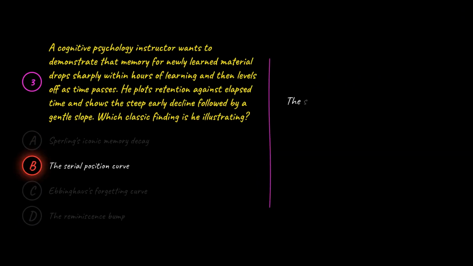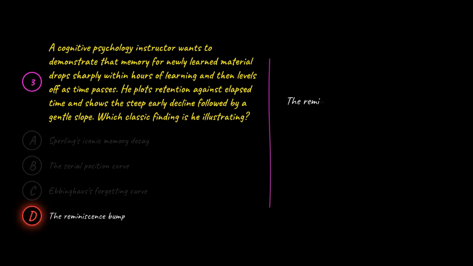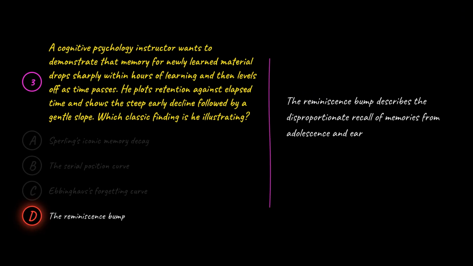B is wrong because the serial position curve plots recall accuracy against item position in a list, producing primacy and recency effects rather than a time-based forgetting function. D is wrong because the reminiscence bump describes the disproportionate recall of memories from adolescence and early adulthood, not the rate at which freshly learned items are forgotten.